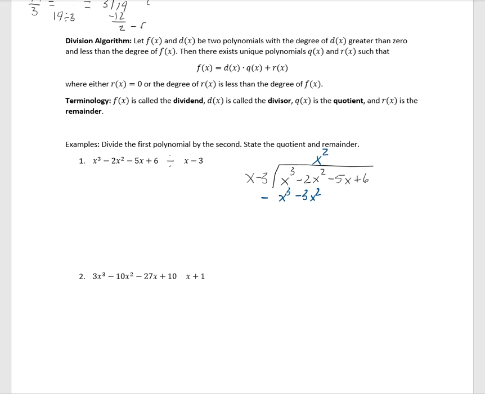Now we're going to subtract it. And when we subtract x cubed minus x cubed, they go away. That's our whole goal. Minus 2x squared minus a negative, so we're going to change that to a positive. There we go. That is an x squared. And we'll bring down our minus 5x. And then we play the game again.